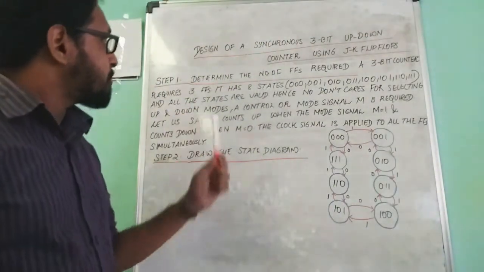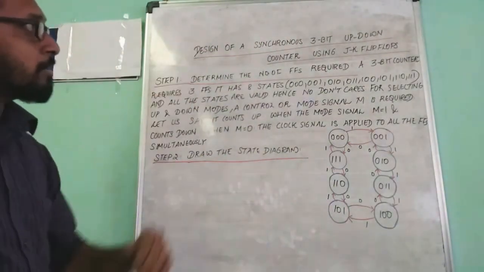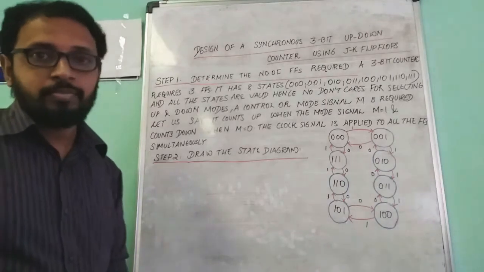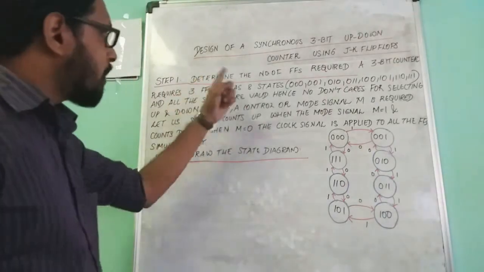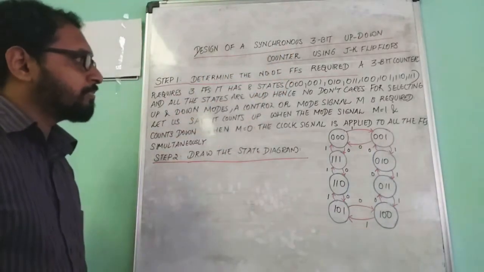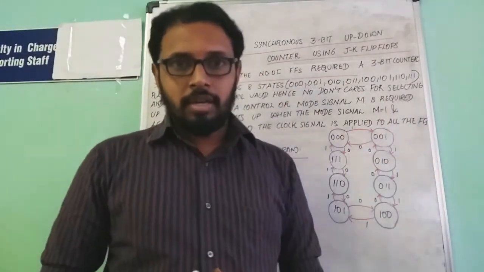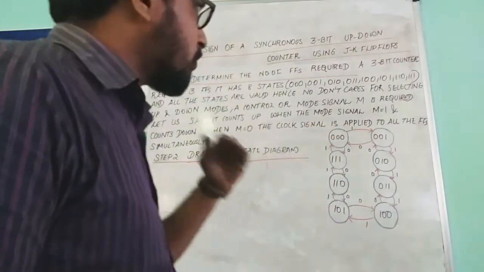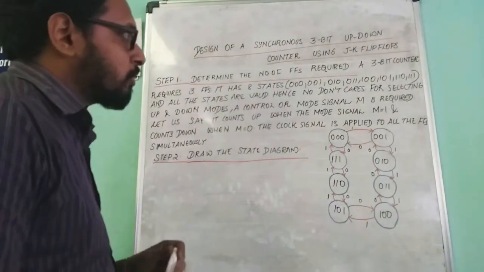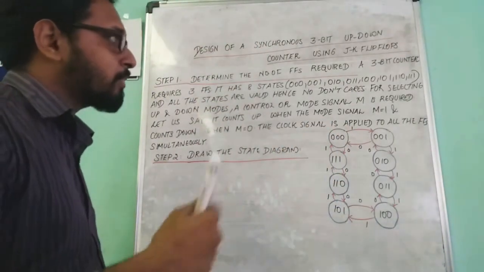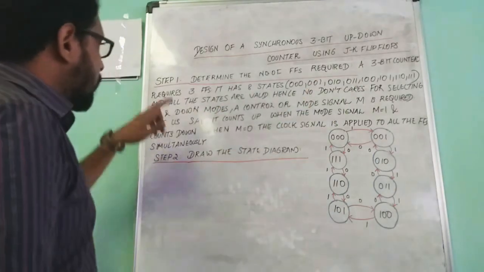And these are the steps required to design this 3-bit synchronous up-down counter. Step number 1: determine the number of flip-flops required. It's better if you write this as theory, so that it is easily understandable for the paper evaluator also. A 3-bit counter requires 3 flip-flops.